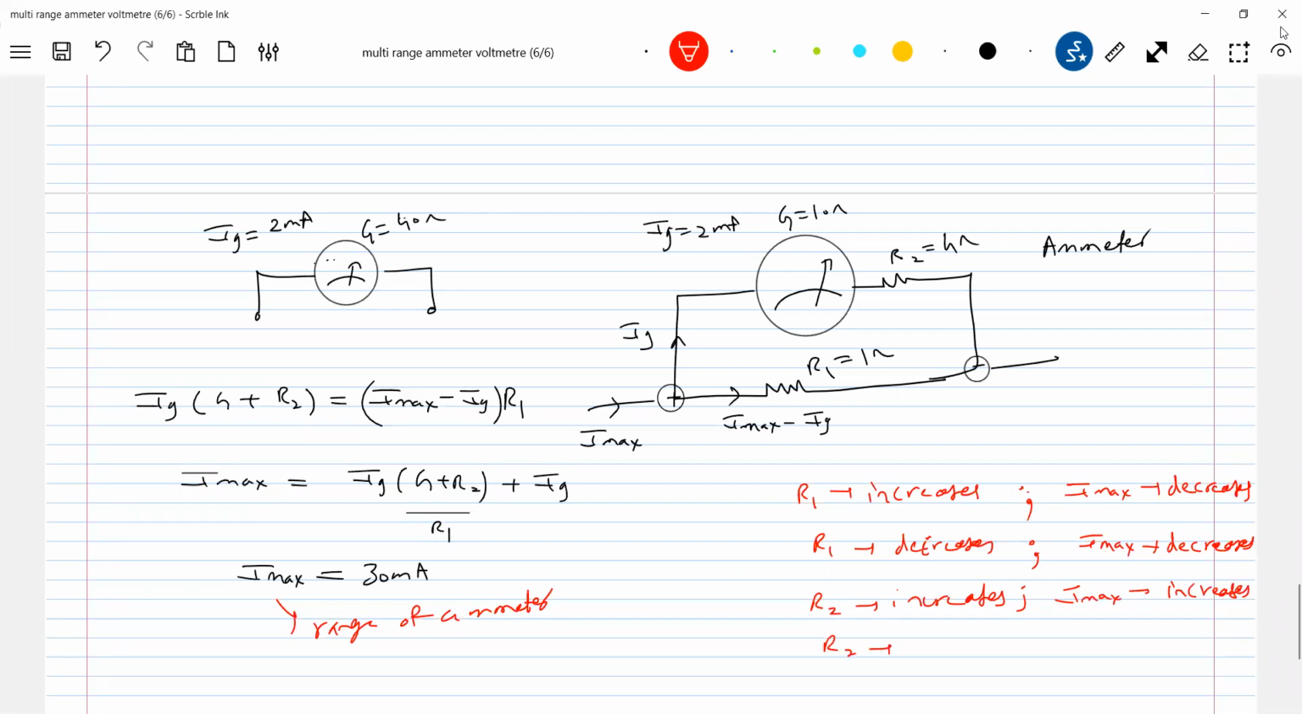If R2 decreases, what happens to the range? The range will decrease. So I do have two options now that I can control. Sir, it should be increased, sir. Second one, sir: R1 decreases, Imax increases. Yeah.